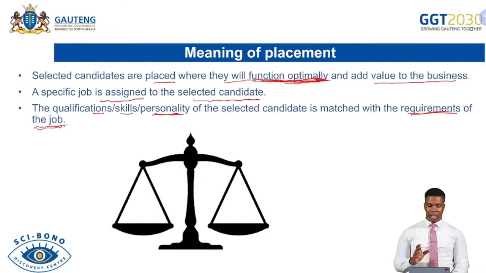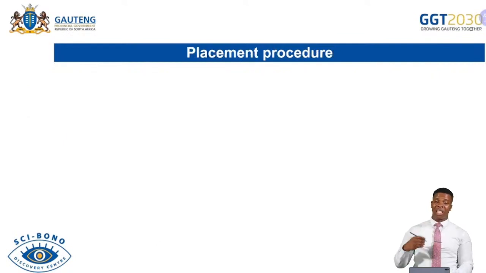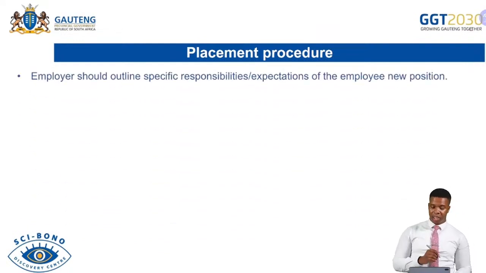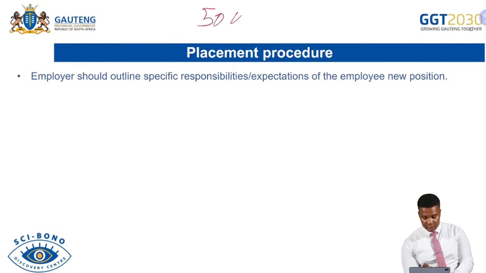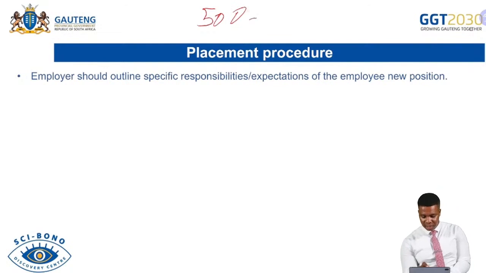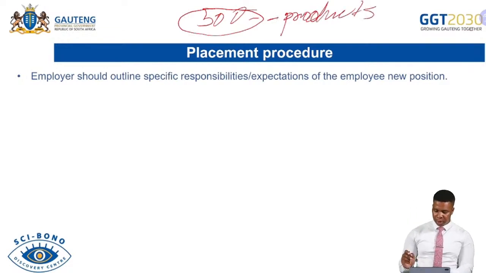Let us now look into the procedure: how is this placement done? Employers should outline the responsibilities or expectations of the employee in the new position. So the employer would be giving you guidelines to say, this is what we need from you. We need you to sell maybe 500 products per month. We need you to speak to the customers with respect. So that is when you are being placed in the position. Before you start working, your expectations or responsibilities are given to you. Expectations that you need to sell 500 units of products. So the employer would give the information to the employee in the new position.